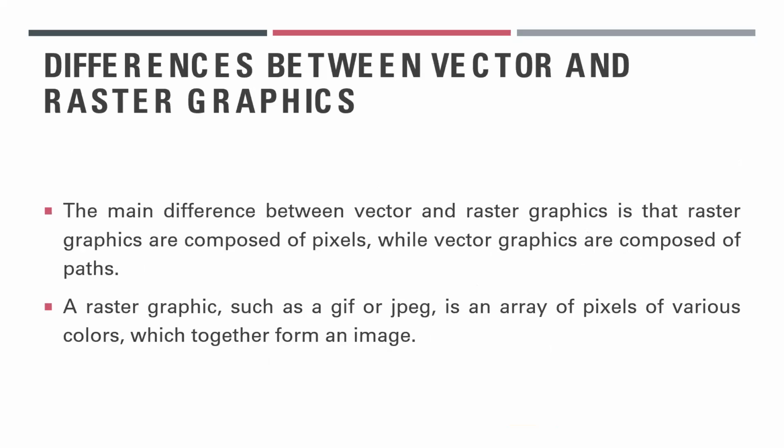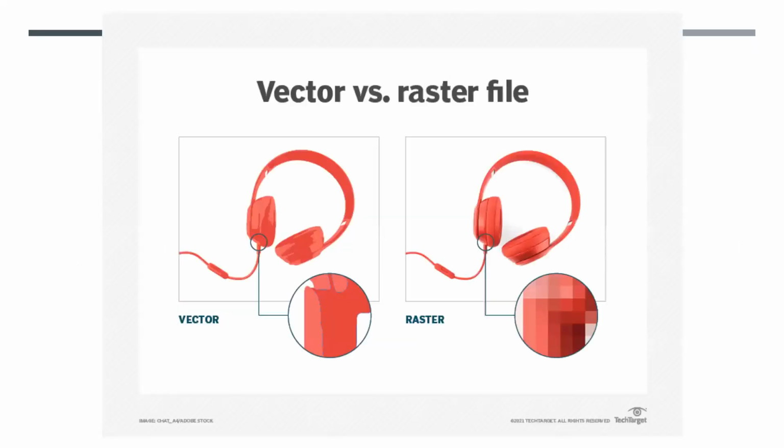Now the differences between the vector and raster graphics. So talking about the main difference between these two, here is that the raster graphics, they are composed of pixels, and the vector graphics, they are composed of different paths. Means we are having different lines that are connecting to each other. Raster graphics, for example GIF and JPG, what are they? Simply an array of pixels. Array of pixels means we are having rows and columns of pixels of various colors which together form an image. So pixels form an image in raster graphics.